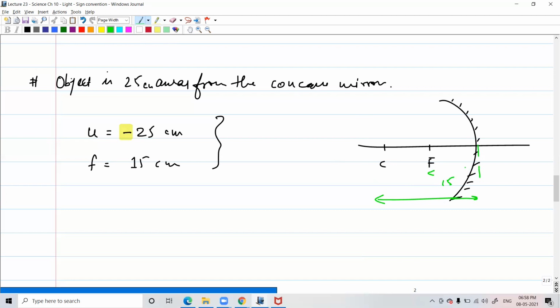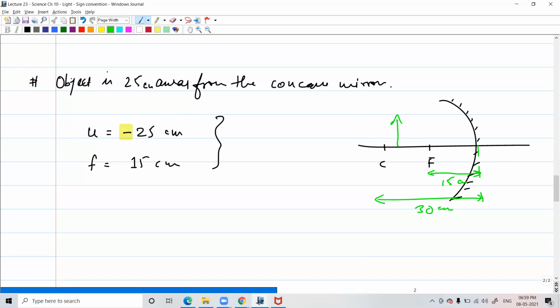30, sir. Yes, it's the double of the focus. So the center of curvature is 30 centimeters apart. That means when I said my object is 25 centimeters away, it's somewhere over here, right? Between C and F. And if that is the case, where will the image be? Approximately, I don't want the exact answer. Where do you think it would be approximately?